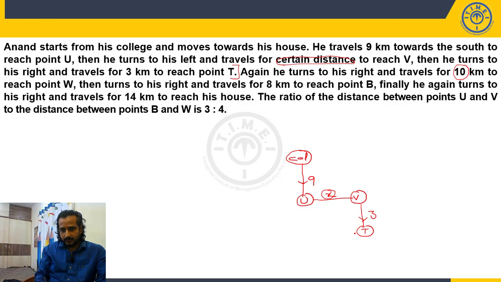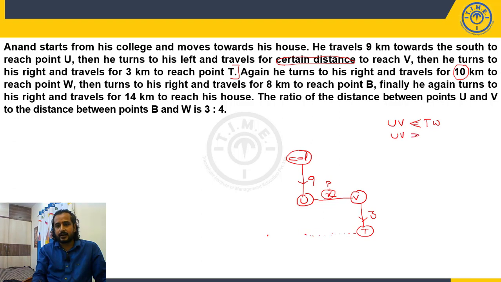If he is travelling towards west 10 kilometers, do you know the distance of X? No, we don't know the distance of X. So without knowing the distance of X, can you say where exactly point W will lie? W may be here, or here, or here, because we do not know this distance. If we know the UV distance, then you can check whether UV is less than TV, greater than TV, or equal to TV. Then you can draw the TW line. Without knowing the UV distance, we cannot. So we have to go with an assumption.